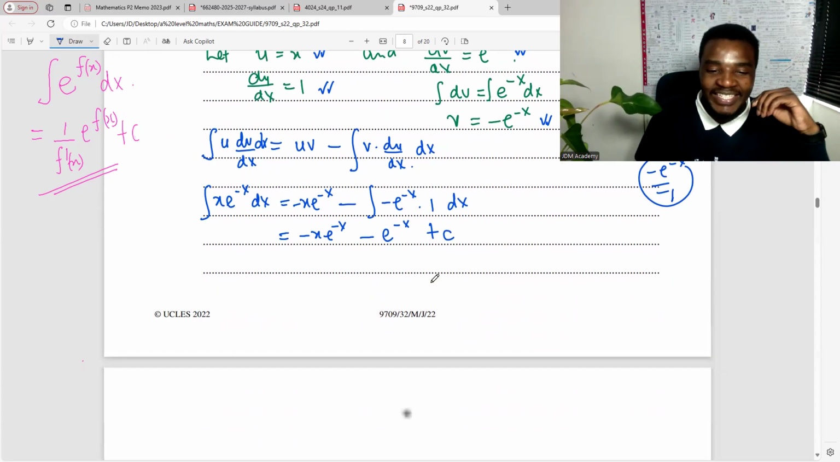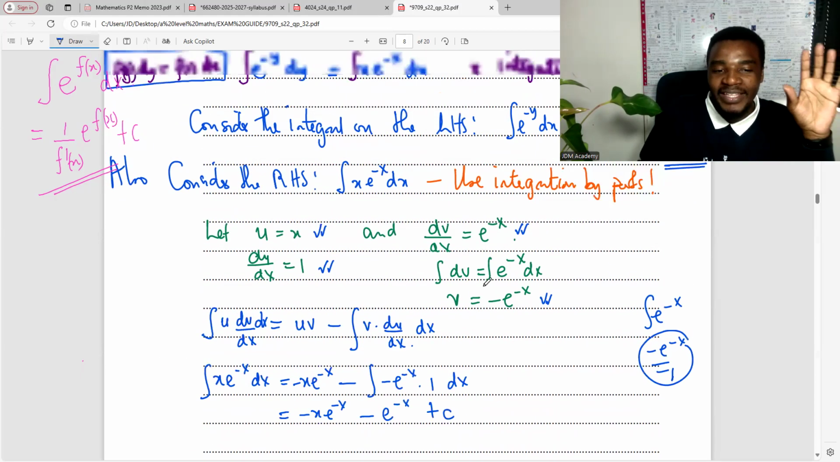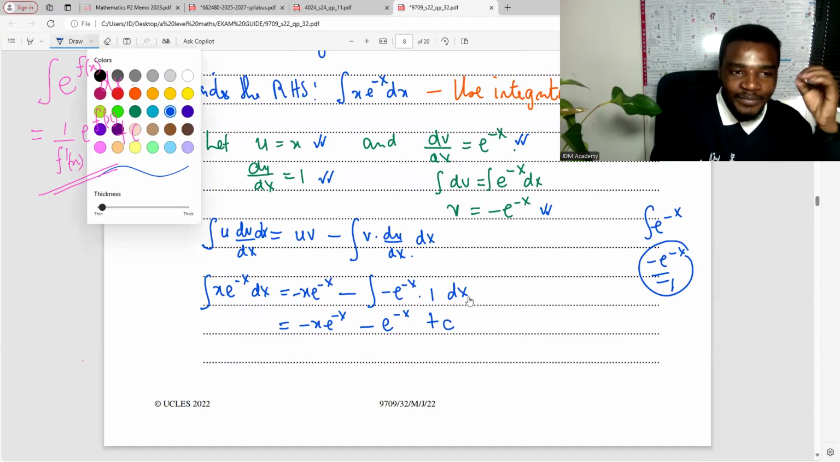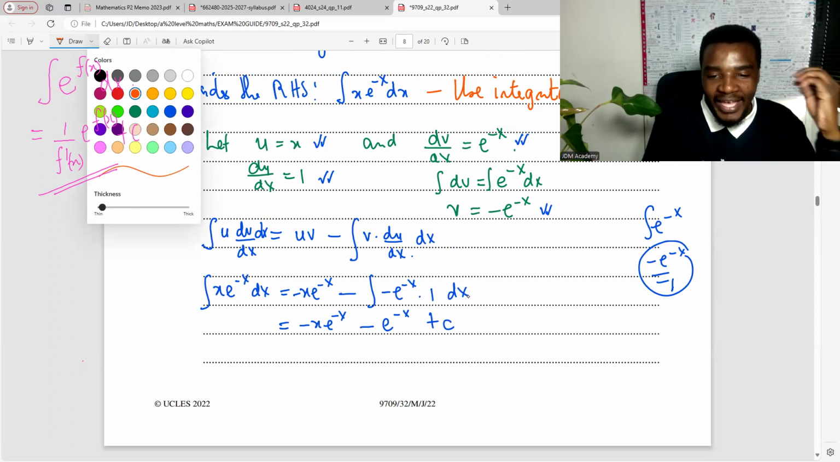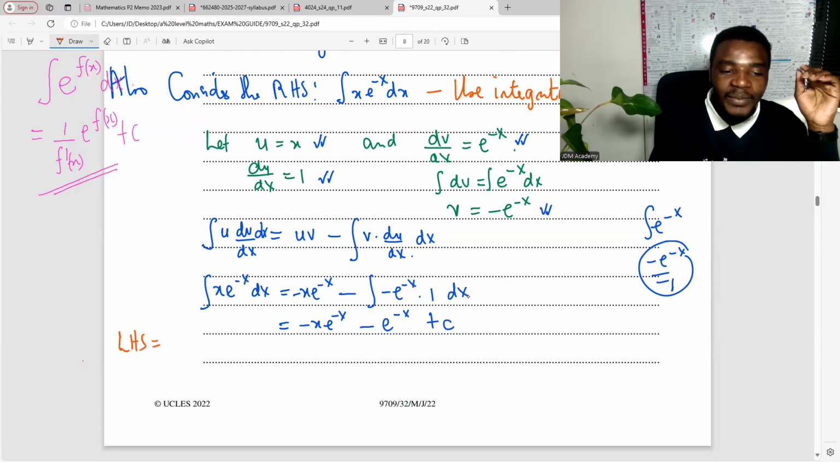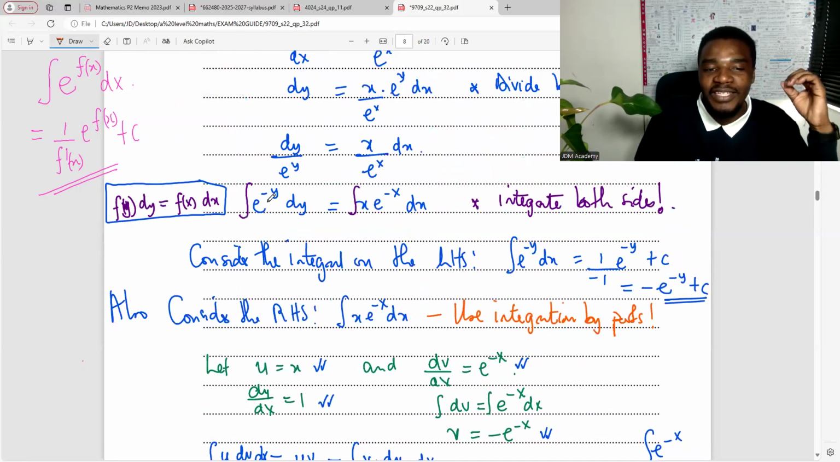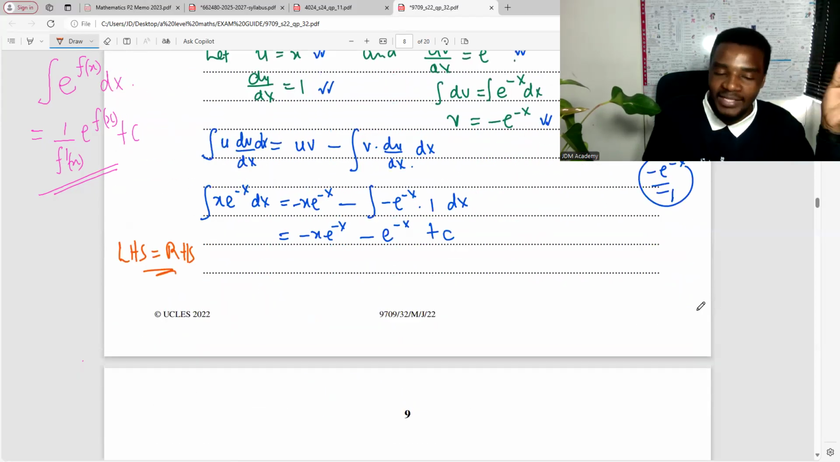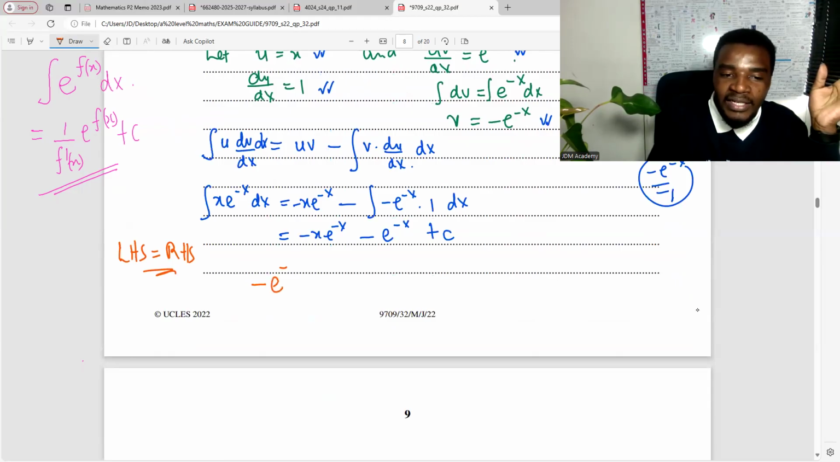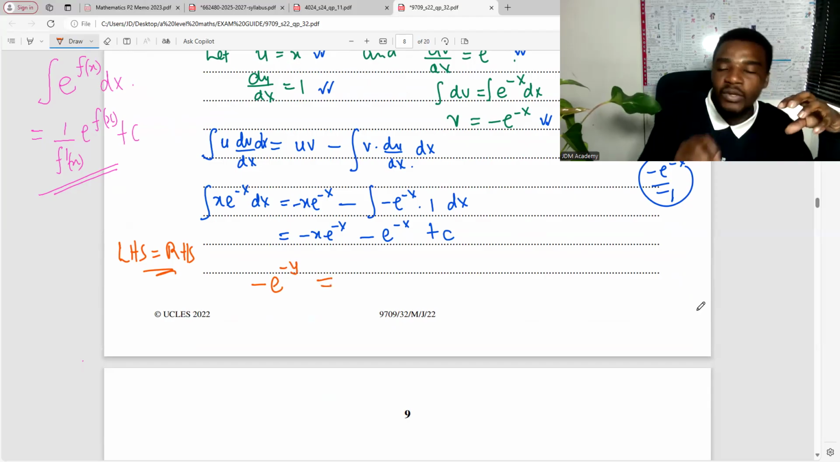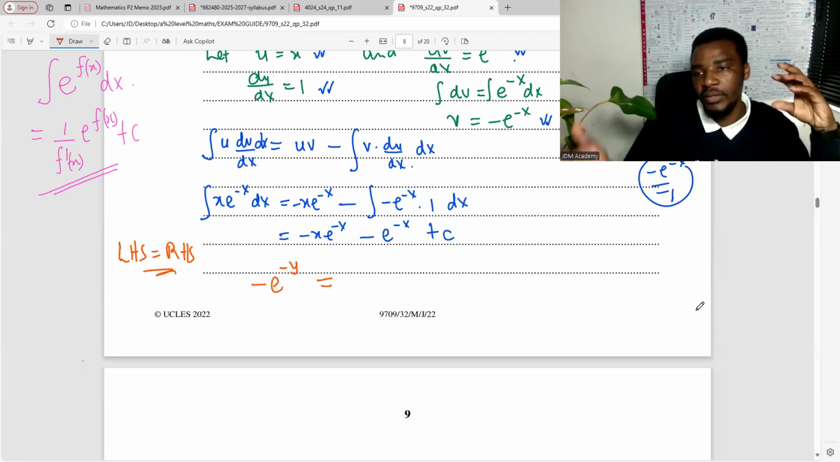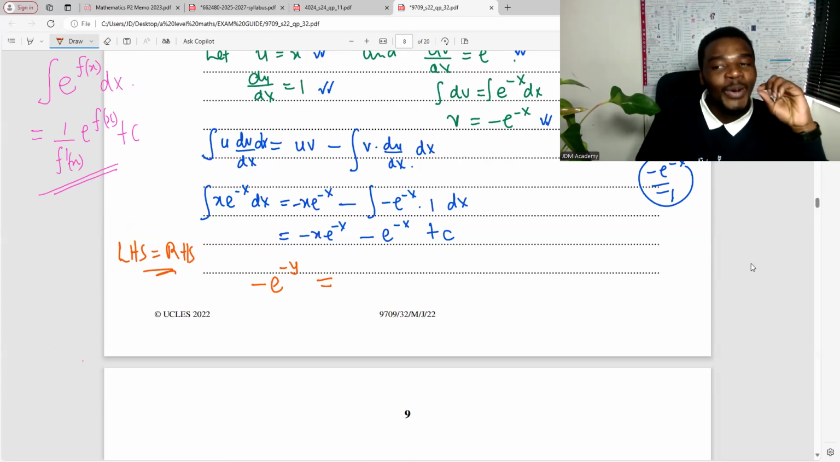Wow, this is quite interesting. But we still have a long way to go. This is the result for the right hand side. So now we need to combine the results. Remember, the left hand side is equivalent to the right hand side, and we worked out the left hand side. On the left hand side, we have seen that the integral of e to the power of minus y with respect to y gives minus e to the power of minus y plus a constant of integration. So it's minus e to the power of minus y. No need for us to put that plus constant of integration because we're still going to put it on the other side as well. So we need only one constant of integration.